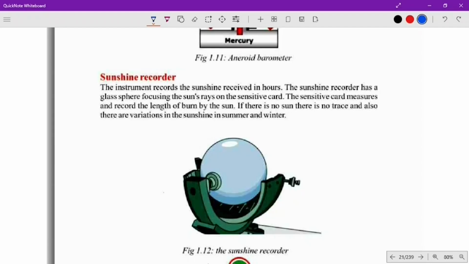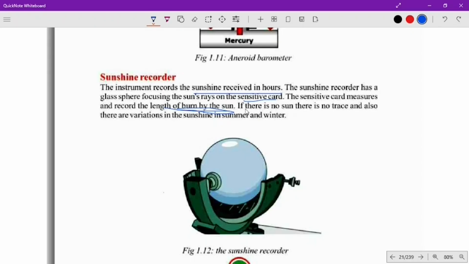Sunshine recorder. This instrument records sunshine received in hours. The sunshine recorder has a glass sphere focusing the sun's rays on a sensitive card. The sensitive card measures and records the length of the burn by the sun. So the rays are focused on a sensitive card. Then on that card, it will mark by burning a space on that card.